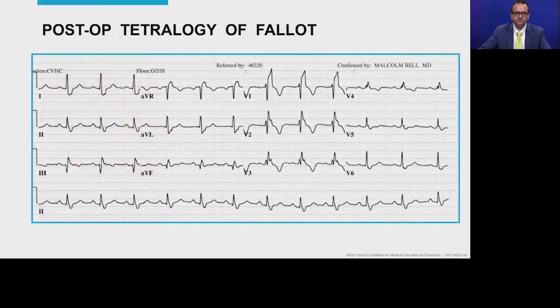Most of these patients get an intervention in the right ventricular outflow tract, either ventriculotomy or a patch or something like that. So as a rule, the majority of them, 95% plus of patients after an operation for tetralogy of Fallot, will have a right bundle branch block pattern.